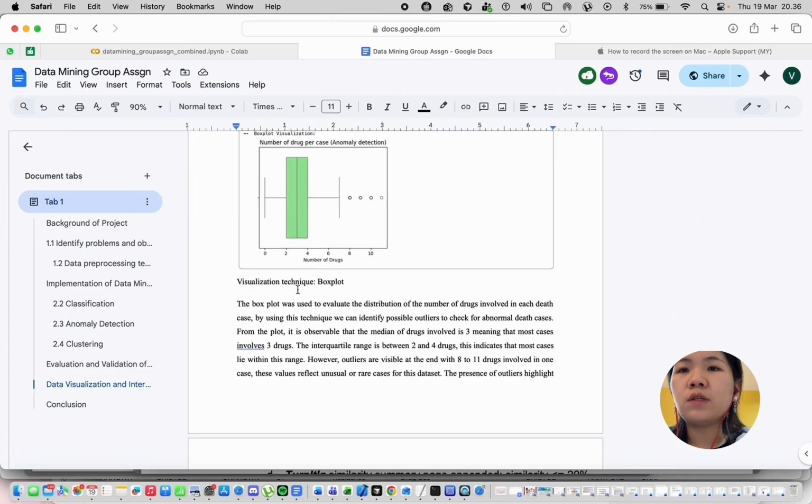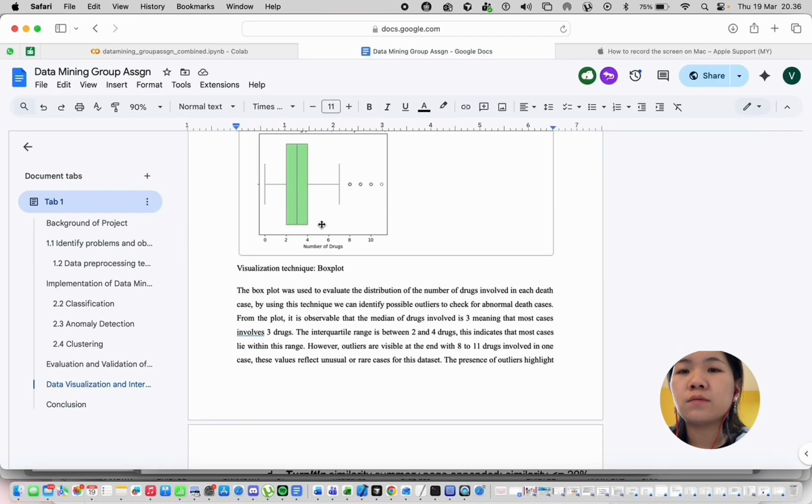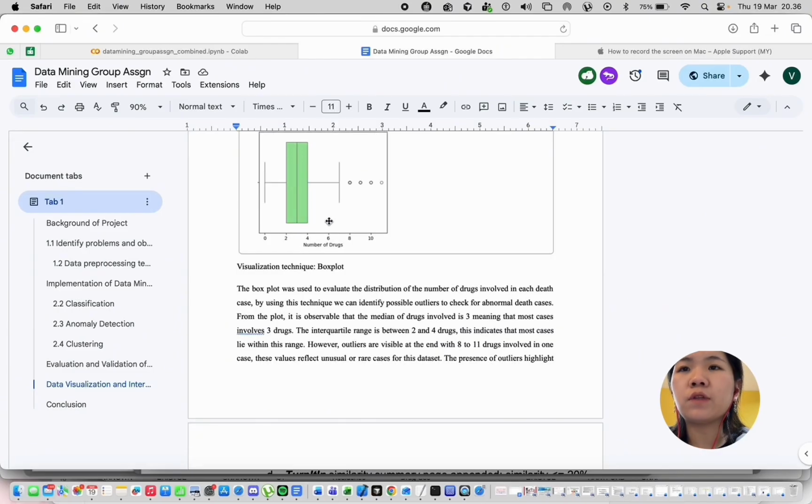And then the anomaly is in this part where we have the circles at the end. This part at the end is considered anomaly since they have different behavior from the rest of the data.